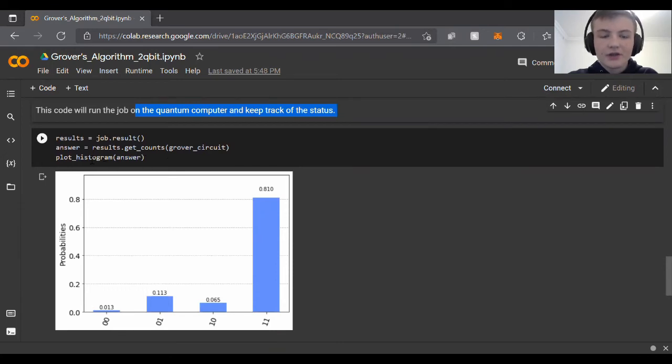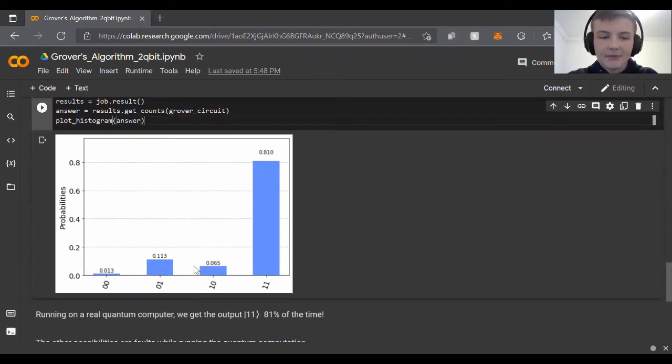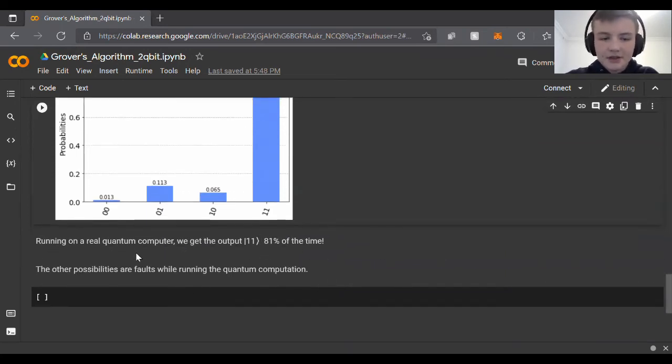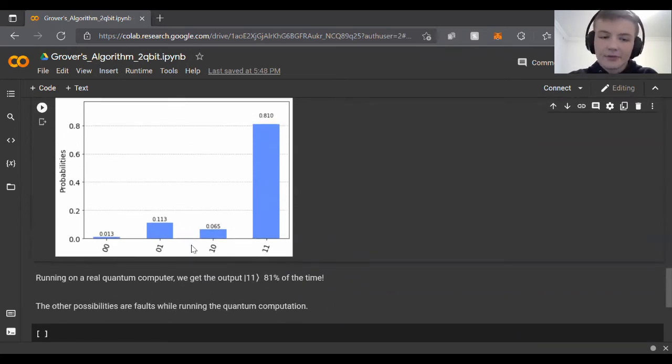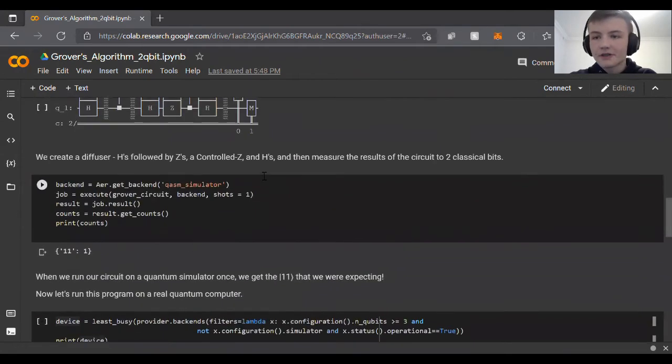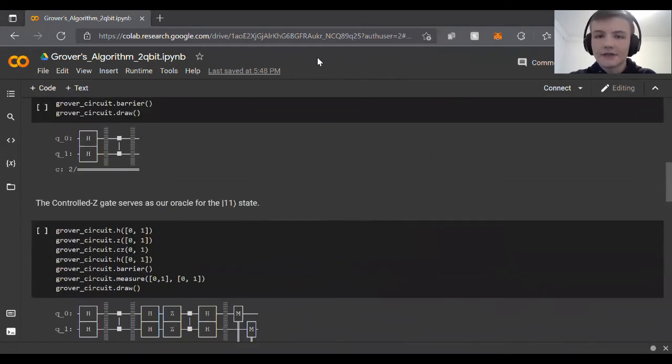We get the counts of the job, and then we plot the histogram. As we can see, the highest probability here is our 11 state, with an 81% chance, outputting 11 81% of the time. The other possibilities are just noise from running the quantum computation, and they're significantly less than the actual state. So now that we've covered 2 qubits, let's see what it's like on 3 qubits.